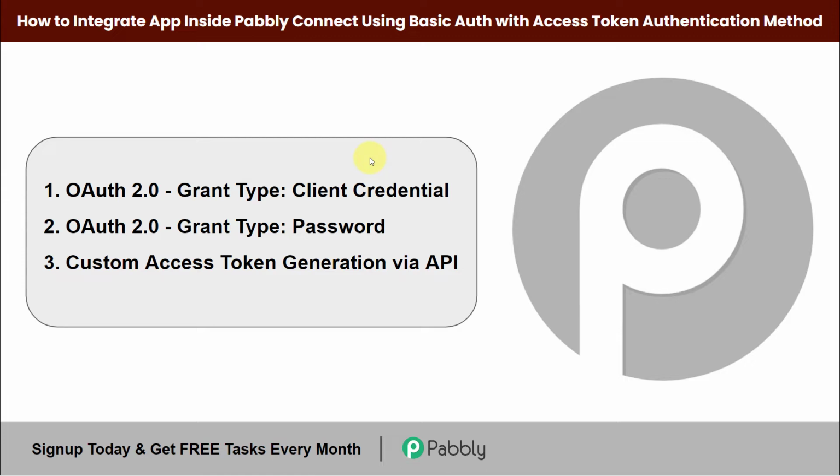Pabbly Connect offers three different kinds of authentication method under Basic Auth with Access Token. These are OAuth 2.0 based authentication using client credentials as grant type. The second one is OAuth 2.0 based authentication using password as the grant type. And the third one is custom access token generation via API. Some of the applications require some API call or API request to generate the access token. We will see that in this third category.